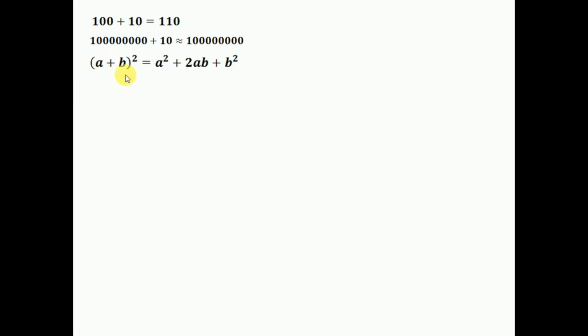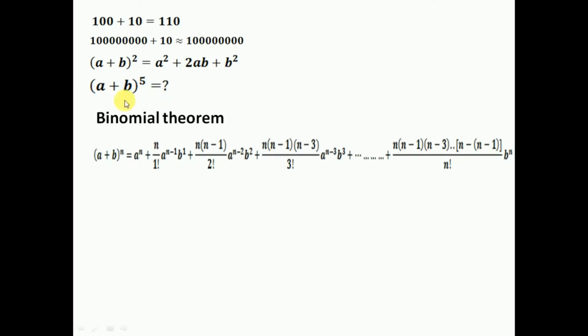We know the formula that a plus b whole square is a square plus 2ab plus b square, but we don't know the formula for this. To get this formula, we make use of the binomial theorem. Using this binomial theorem, you can find any power of a plus b. Here we have used 2 factorial, 3 factorial, n factorial. 2 factorial means 2 into 1, and 3 factorial means 3 into 2 into 1. So you multiply the numbers in backward direction till you get 1. So 4 factorial is 4 into 3 into 2 into 1.